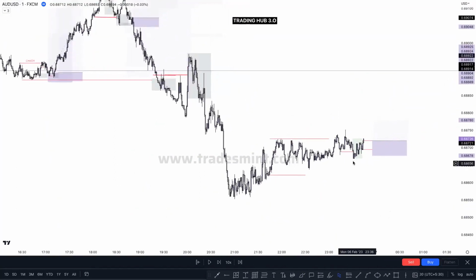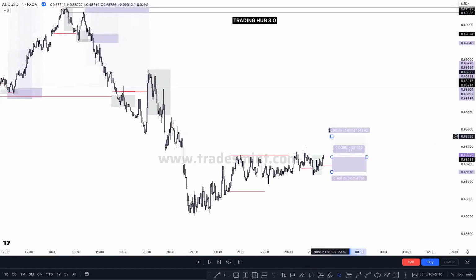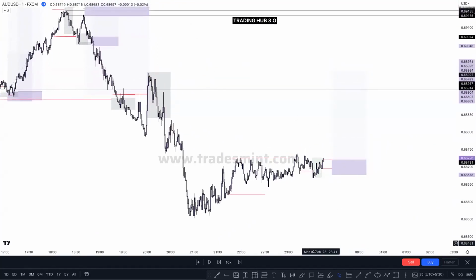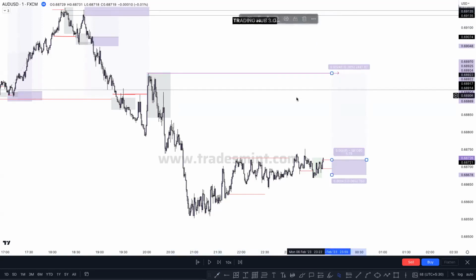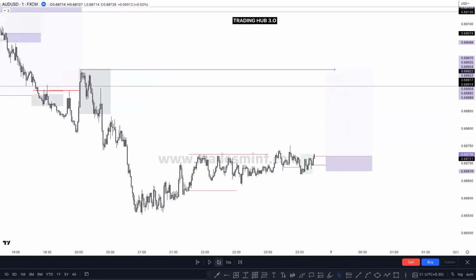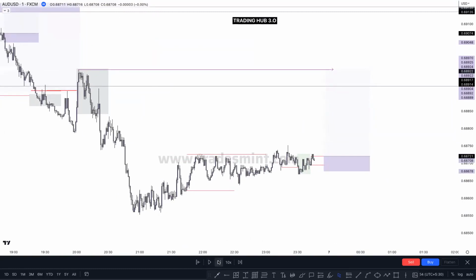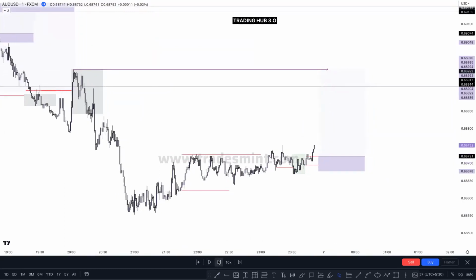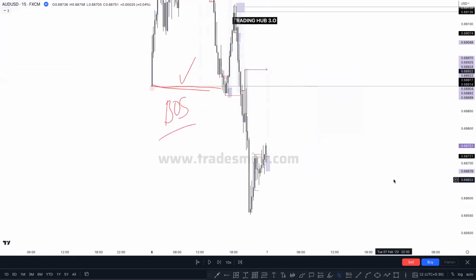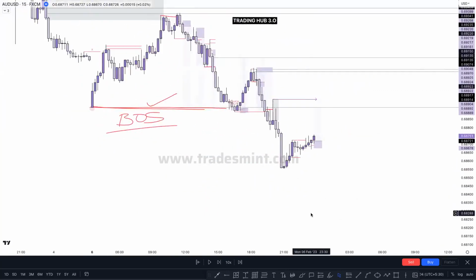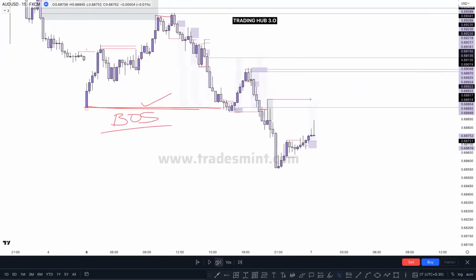And target, where is the target? The 15-minute pullback, this one. This becomes our 15-minute target here. Right, and let's see what happened next after this one. Okay, mitigated. Now again switch here to the 15-minute time frame to see exactly what is happening here. Okay, perfect.